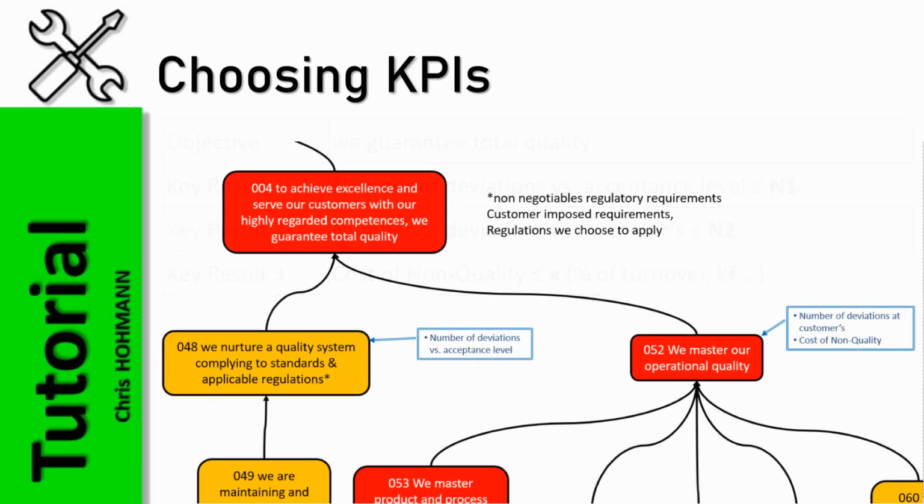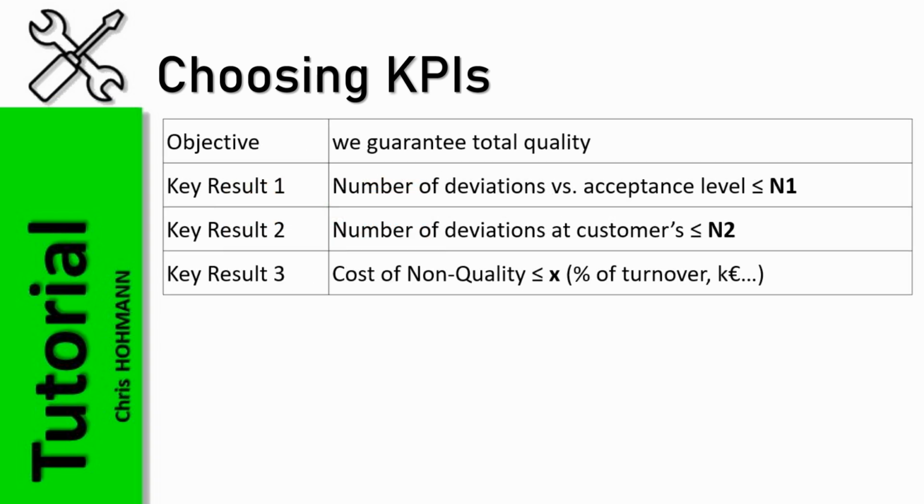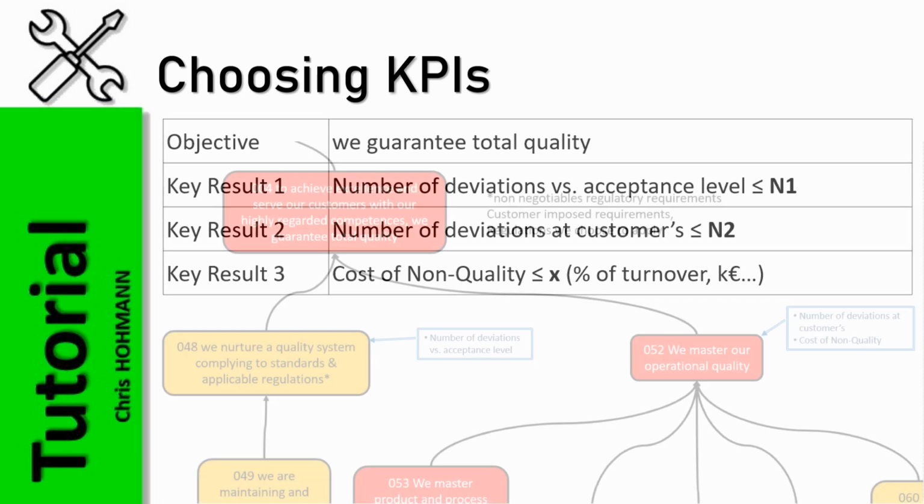So entities 48 and 52 must be constantly true, meaning achieving no deviations and the minimal cost of quality, a value to be determined. For the latter, it would not be wise to set the cost of non-quality to 0, otherwise you will never achieve it.